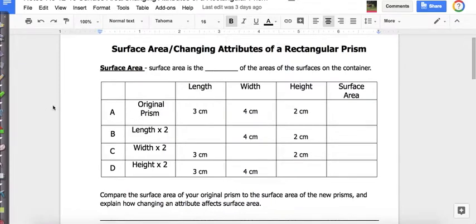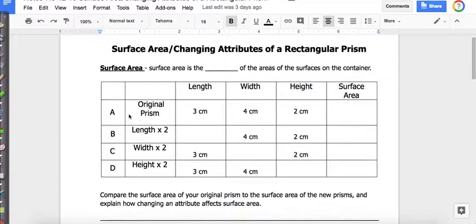To my video on surface area, changing attributes of a rectangular prism. Now, recall when we talked about volume in attributes, we said that the attributes were length, width, and height because that's what was describing the rectangular prism. And remember when we did volume, if we doubled one of the attributes and only one of the attributes, then it doubled the volume. Or if we tripled one, then it tripled the volume. Or took half of one, then it took half of the volume.